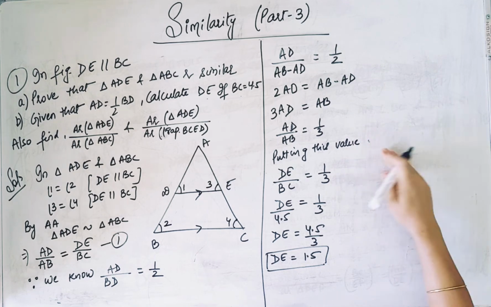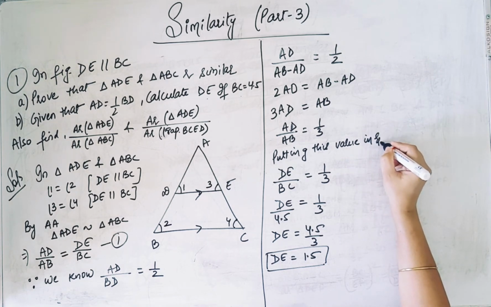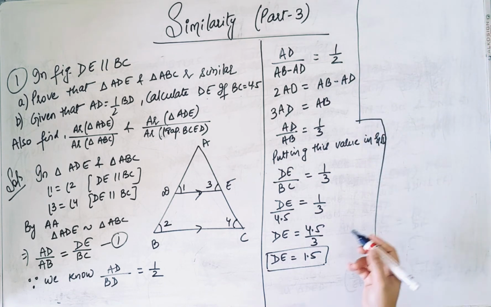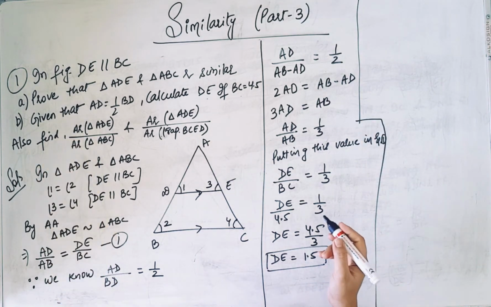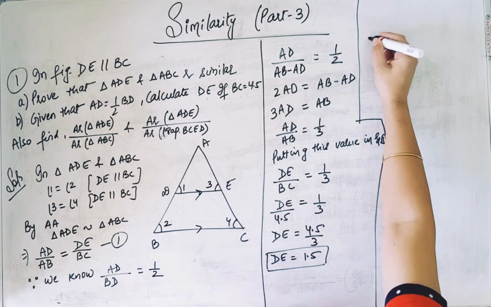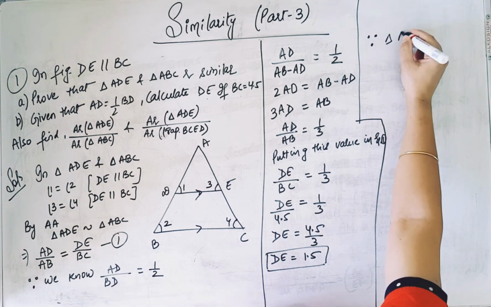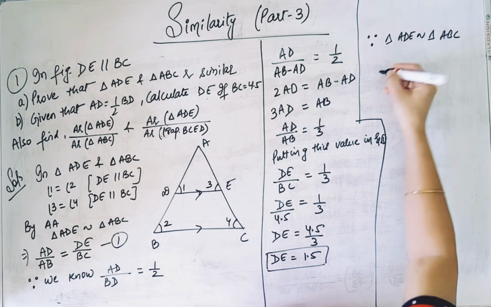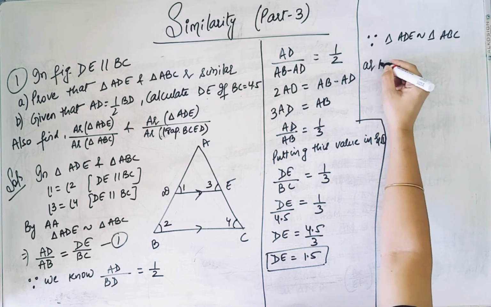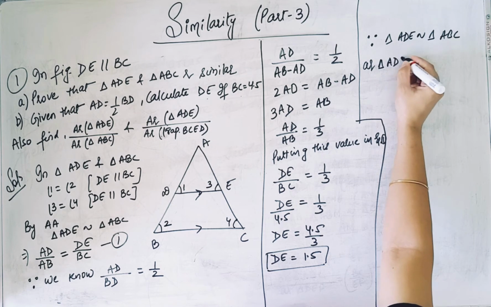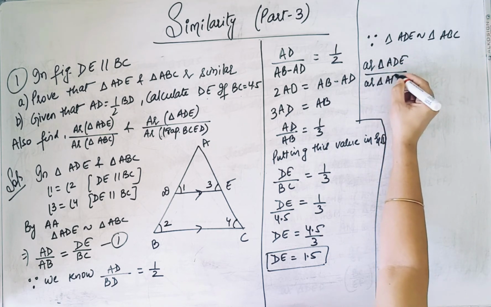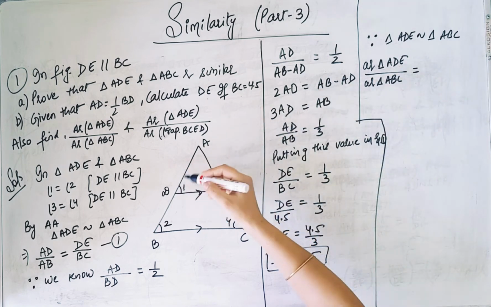Now what we have to find is area of triangle ADE upon area of triangle ABC. Since triangle ADE is similar to triangle ABC, we can write area of triangle ADE by area of triangle ABC equals to what?